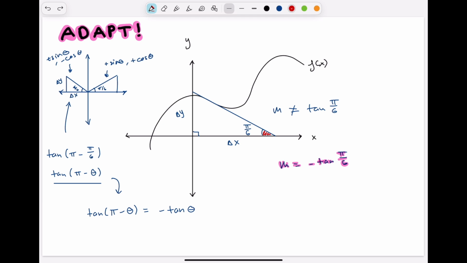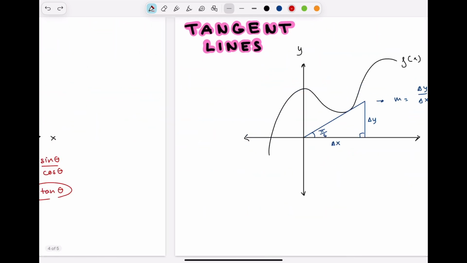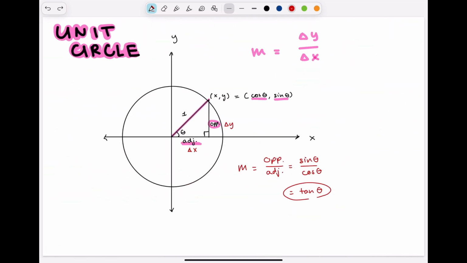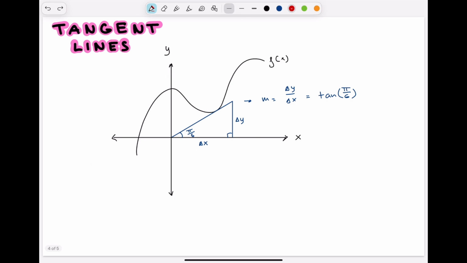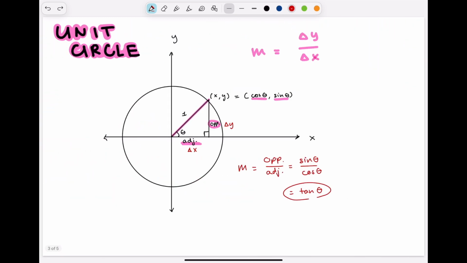So I hope you enjoyed. I hope you understood the relationship between tangent lines and tangents. I mean, the tangent line is called tangent for a reason, right? There's obviously a relationship. So when in doubt, always come back to the unit circle and try to visualize your tangent lines in this quadrant right here.